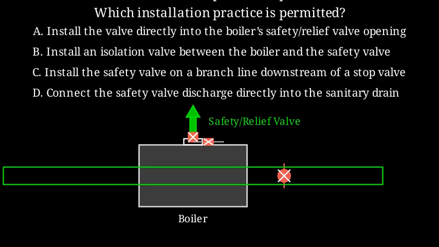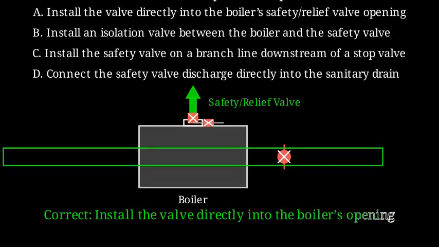Let's summarize. The permitted practice is to install the safety or relief valve directly into the boiler's designated opening. No isolation or stop valves are allowed on either side. And the discharge cannot go directly into a sanitary drain.